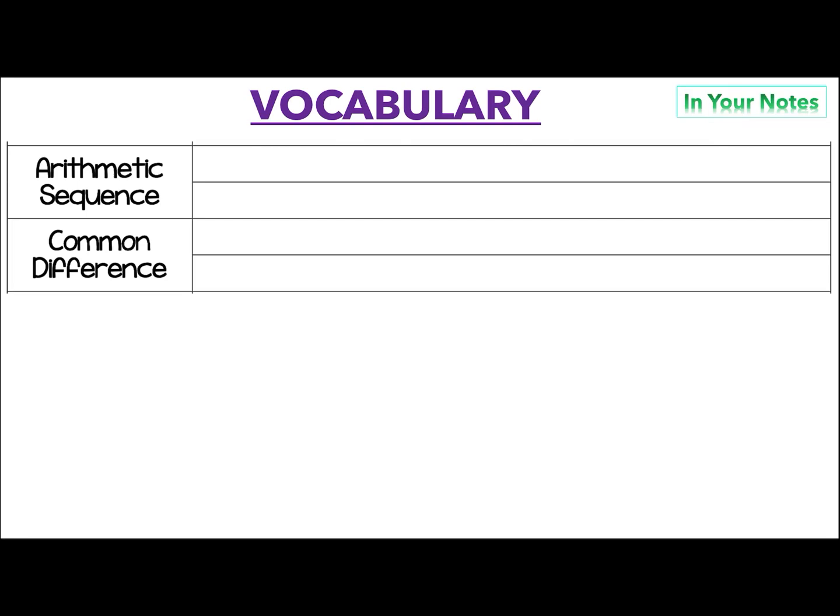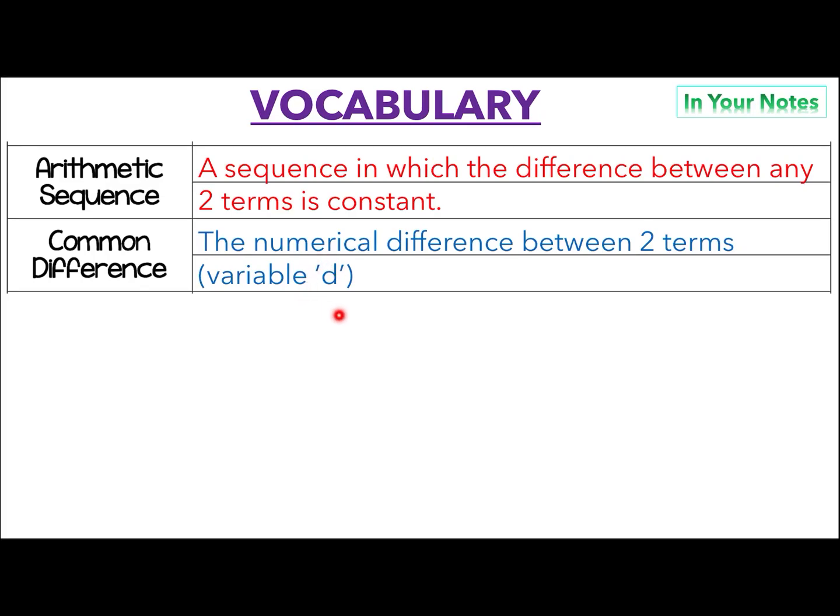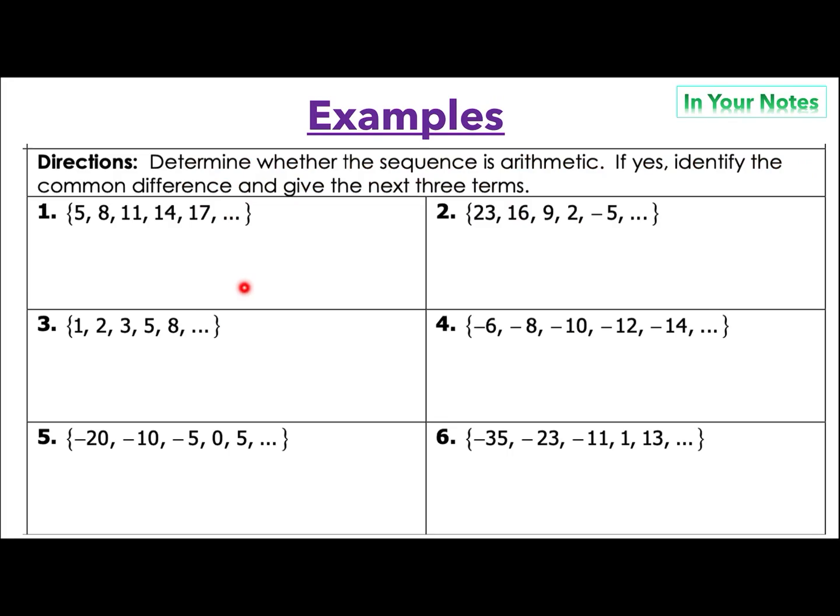So an arithmetic sequence is a sequence in which the difference between any two terms is constant. So what you need to do is find a common difference in an arithmetic sequence. And a common difference is the numerical difference between two terms. We call that variable D. It is used in an equation you will learn here in the near future. So again, this should be written in your notes along with all 6 examples. Please copy this in your notes. Copy this down, press pause, and then press play when you're ready to fill it in.